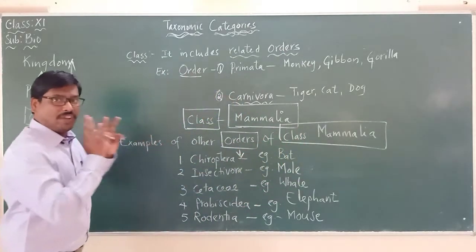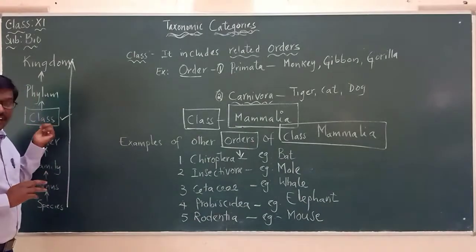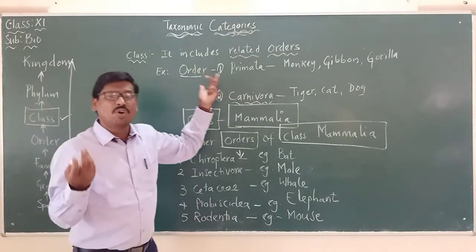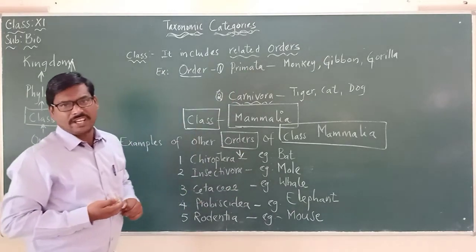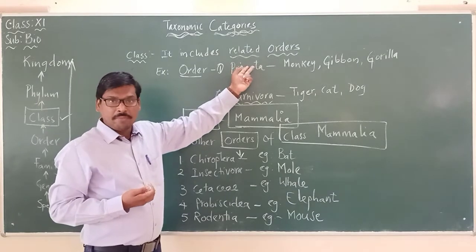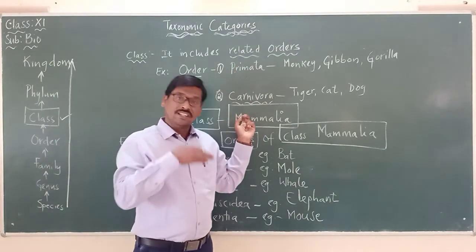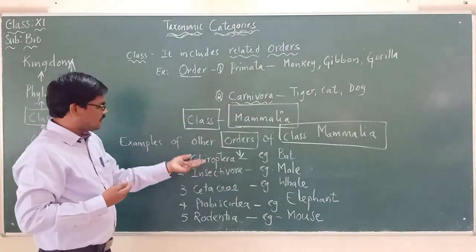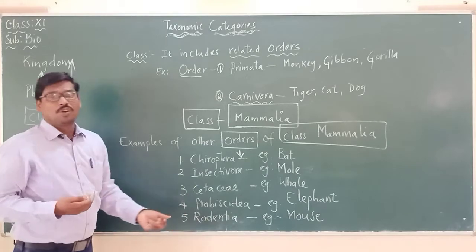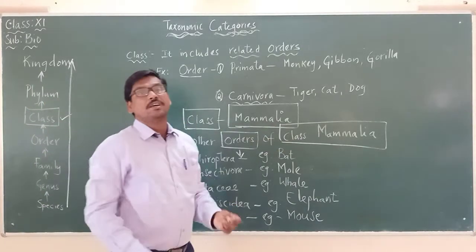So here we are very clear that the class consists of what? One or more related orders, such as Primata order, Carnivora, which are placed in class Mammaliae. And there are also other orders that we have seen here: Chiroptera, Insectivora, Cetaceae, Proboscideae and Rodentia. These are all different orders which are placed in the class Mammaliae.